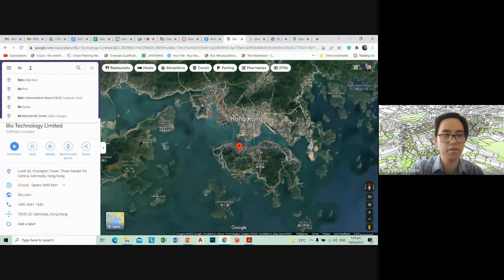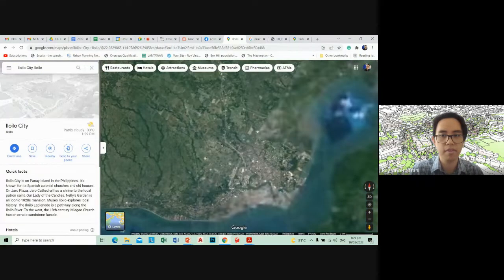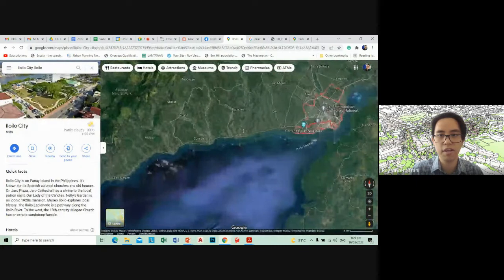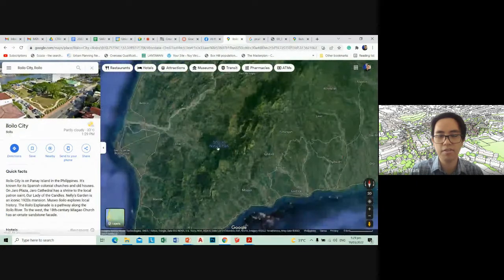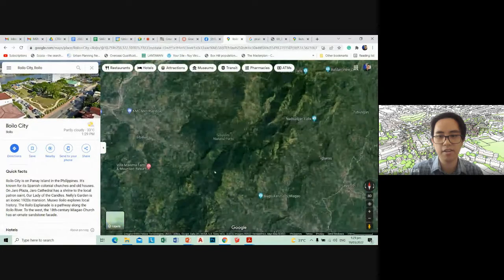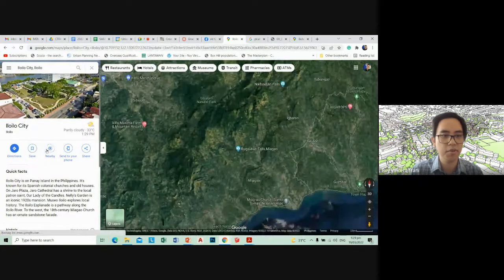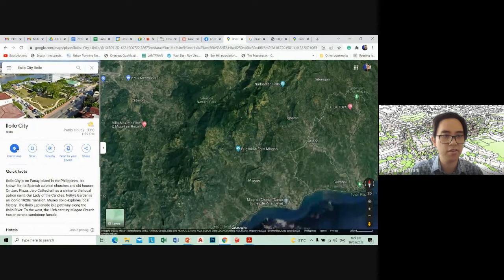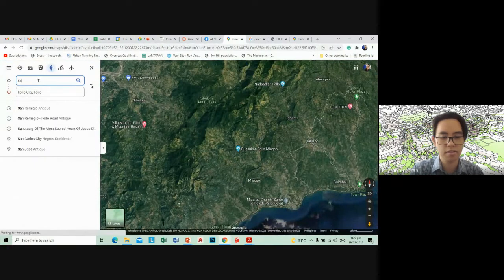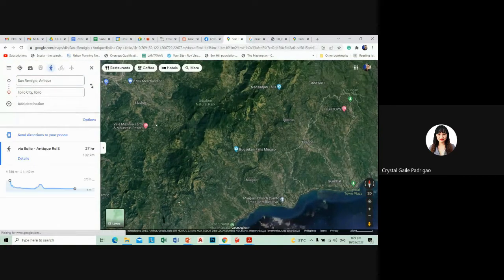Iloilo, there we go. Iloilo City is over there. And then San Remigio somewhere here. I'll just put the directions here. Like that.